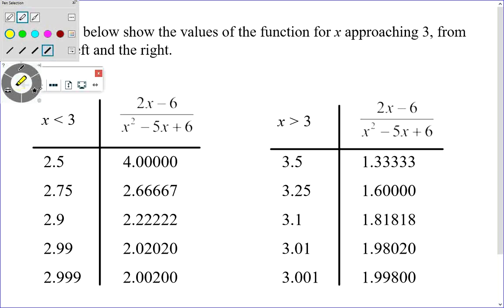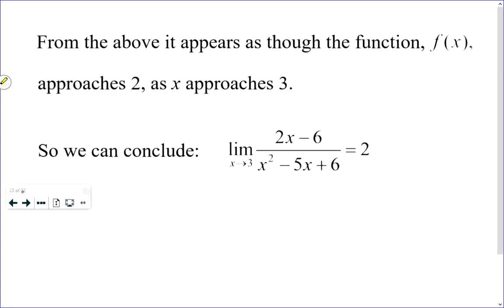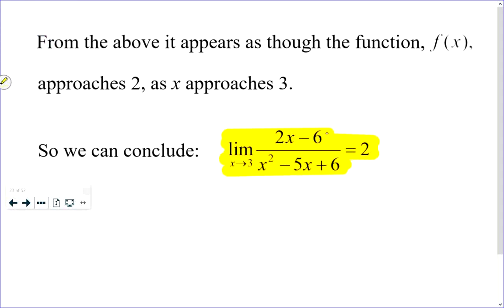When you take a look at what's going on here, these numbers are progressively getting closer and closer to 2 from being greater than 2. And when you look at what's happening here, these numbers are progressively getting closer to being equal to 2 from smaller than 2. So that's why I say they're squeezing in on 2. And as a result, it appears as though the limit as x approaches 3 of this function is in fact equal to 2. And I will tell you, it is equal to 2. What we just did is not how we want to find limits, but the answer is the limit is equal to 2.